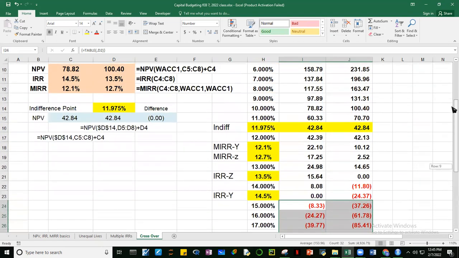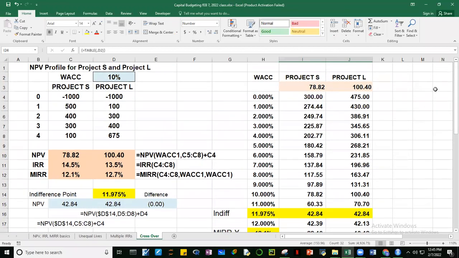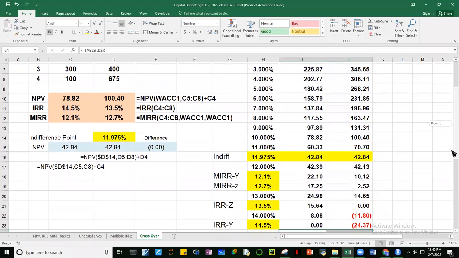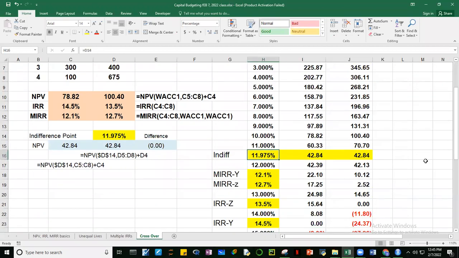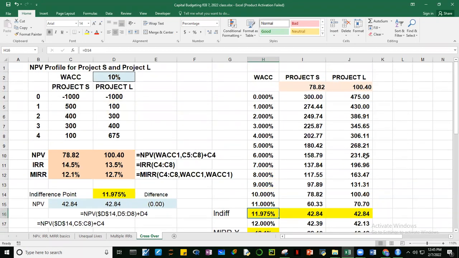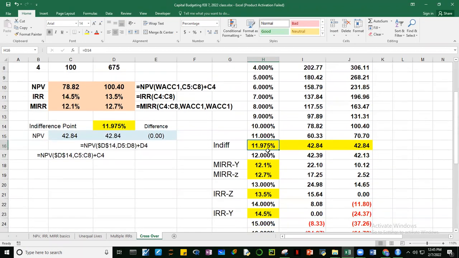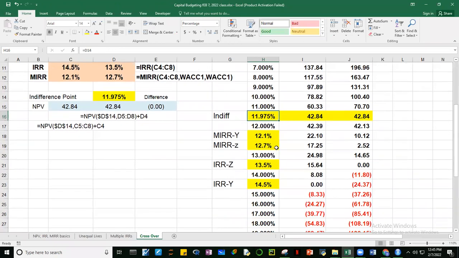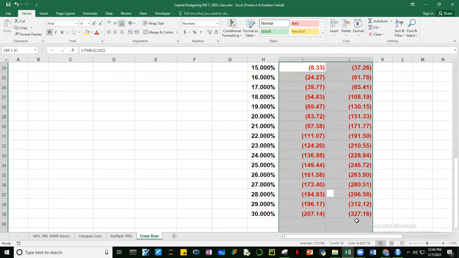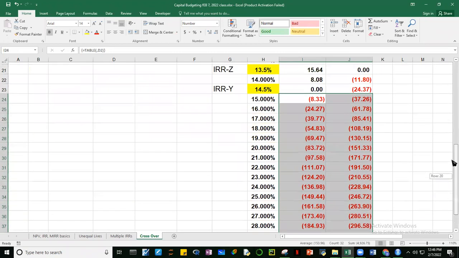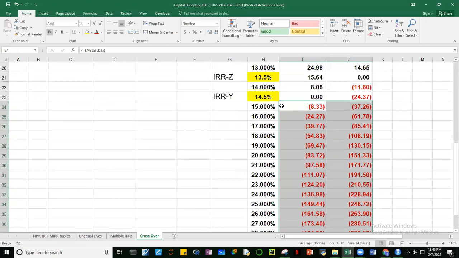So this is the story of these projects, Project S and Project L. So may crossover tayo, no? Yung crossover natin 11.975. Below 11.975, choose Project L. Higher than 11.975 hanggang 14.5%, choose Project S. Above 14.5%, walang pipiliin. We're not going to choose any project if the weighted average cost of capital is higher than 14.5%.